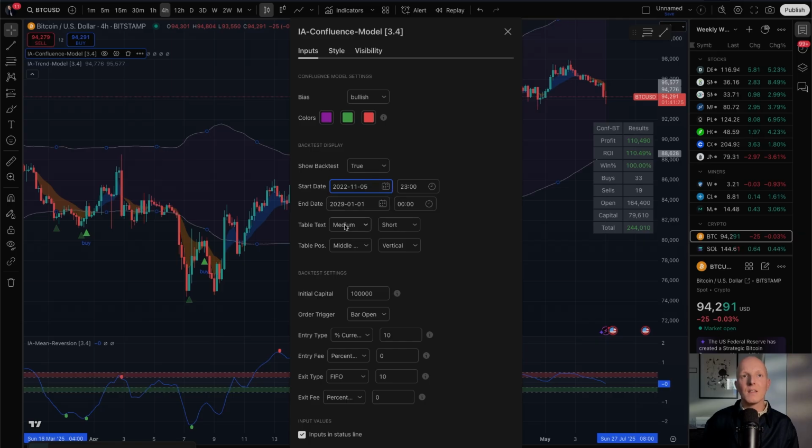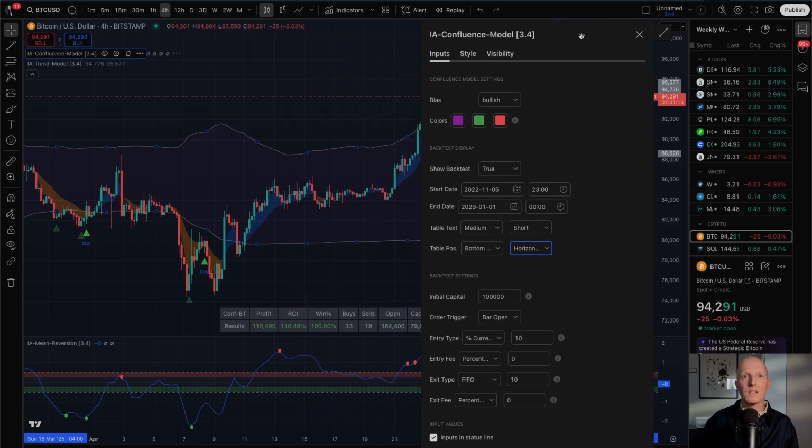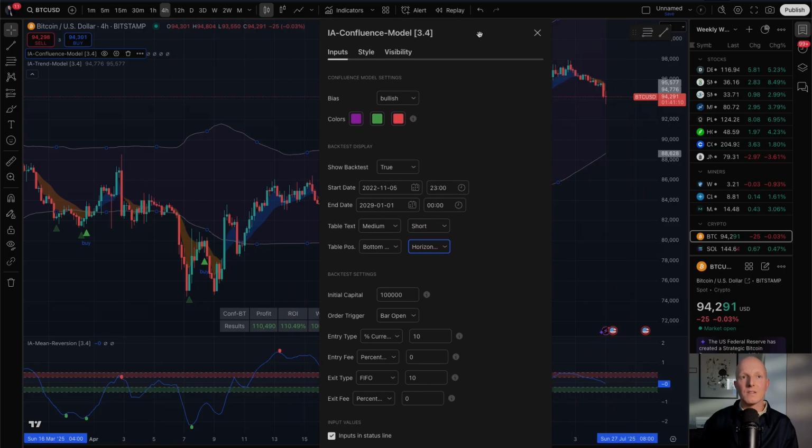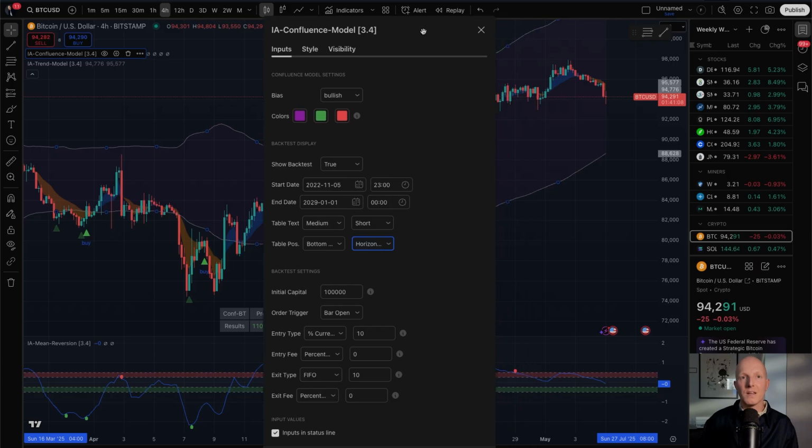And then with the back test, you can also change the position. Sometimes I have the VRVP up here. So I'll change this table position to bottom center and change it to horizontal, and you can see how that shifts right there. And again, that doesn't impact anything. That's just personal preference of where you want to see that on the chart.